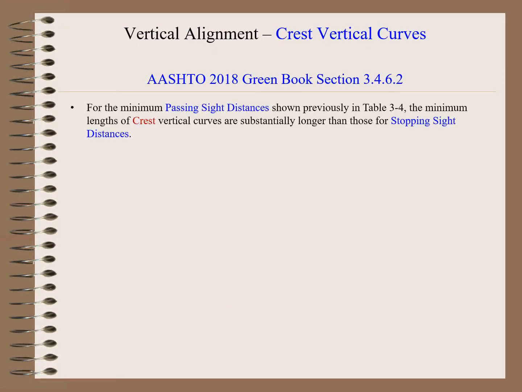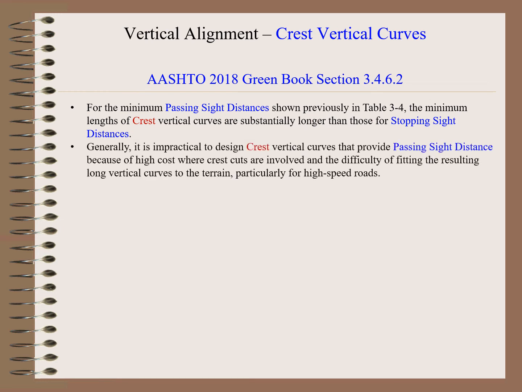For the minimum passing sight distance shown previously in Table 3-4 on a previous slide, the minimum length of crest vertical curves are substantially longer than those for stopping sight distances. Generally, it's impractical to design crest vertical curves that provide passing sight distance because of the high cost where crest cuts are involved and the difficulty of fitting the resulting long vertical curves to the terrain, particularly for high-speed roads.